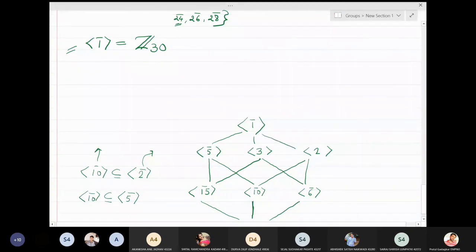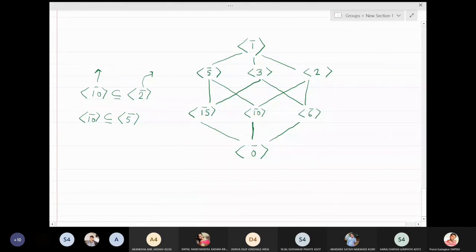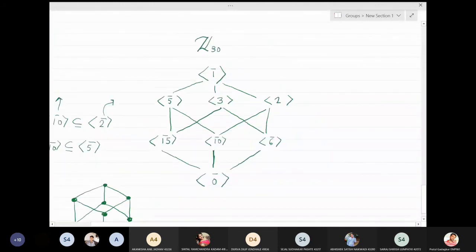Okay. So when I look at this particular Hasse diagram, now it starts looking like a cube, if you just remove those corners. It starts looking like this. Okay, here you have 0 bar, here you have 15 bar, here you have 10 bar, here you have 6 bar, here you have 5 bar, this is 3 bar, this is 2 bar, and this is 1 bar. So it exactly looks like a what? It looks like a cube. This is the Hasse diagram for the subgroups of what? For the subgroups of Z30.